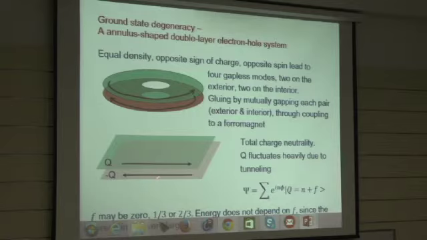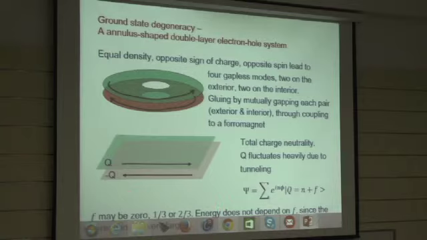The fractional part of the charge is conserved in this process. And we're going to have three different, what's known as topological sectors, but basically three different states with three different values of the fractional part. It can be either 0 or 1/3 or 2/3. Now, the energy does not depend on this fractional charge.